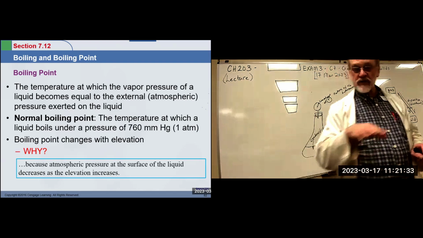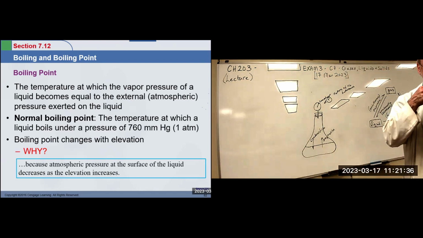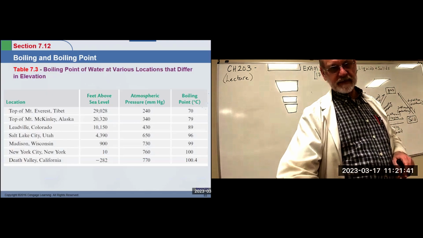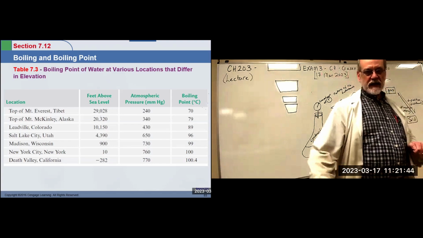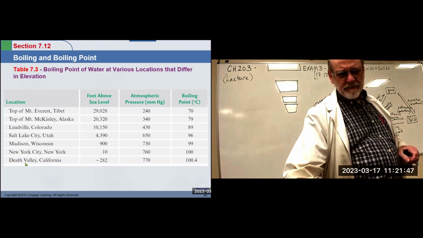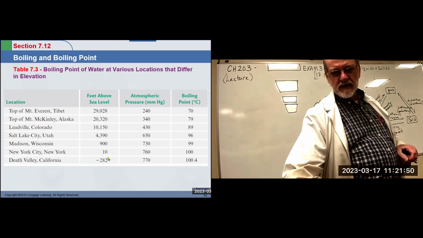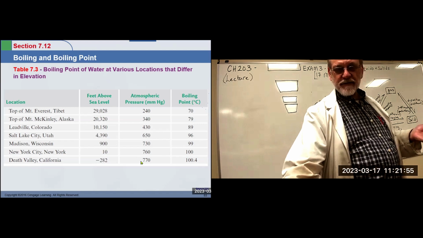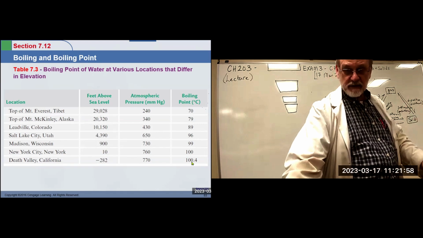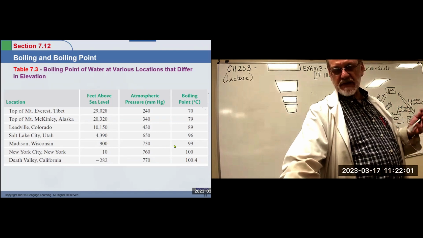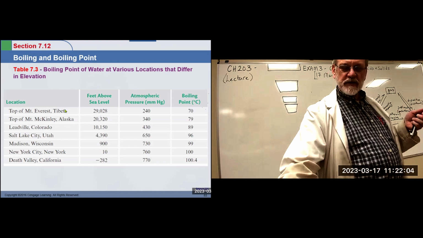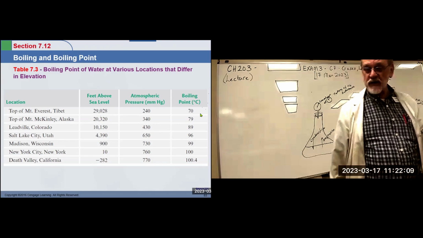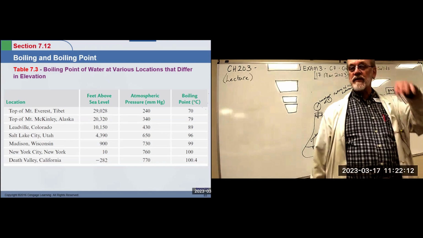And there's why the boiling point changes with atmosphere, with elevation. Just like I described it a minute ago. Okay, and here we have, let's see, New York City is virtually sea level. So the boiling point of water is 100 degrees. Death Valley is going to be a little higher because it's below sea level. Wisconsin, a little bit less. But if you go all the way up to the top of Mount Everest, water is going to boil at 70 degrees Celsius. 30 degrees lower temperature will boil water at the top of the world.